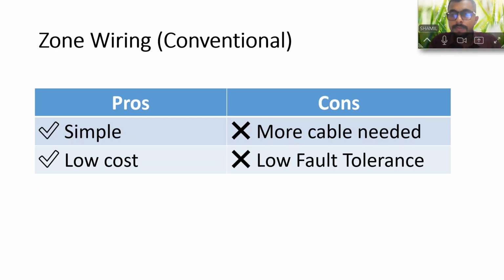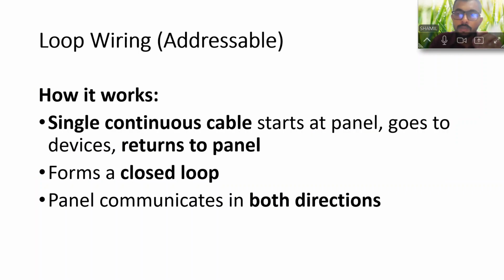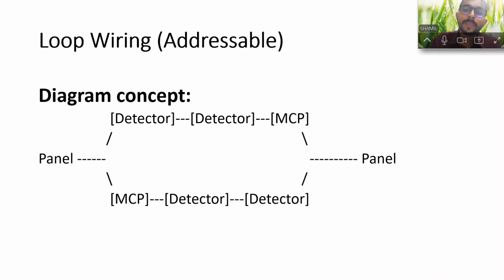Now, next up we have the loop wiring. So in loop wiring, as I said, it starts from the panel, it goes through all the devices, and it comes back to the panel. So it's a single continuous cable that goes through all devices and returns to the panel. It forms a closed loop, and the panel communicates with all the devices in both directions. It's not necessary that it should start from device number one to device 300. It can go in the reverse direction as well, that is from 300 to one as well. So the communication is bidirectional.